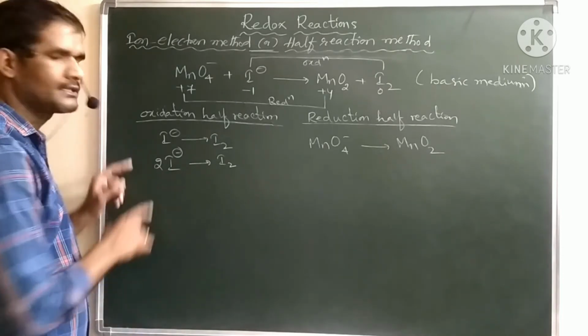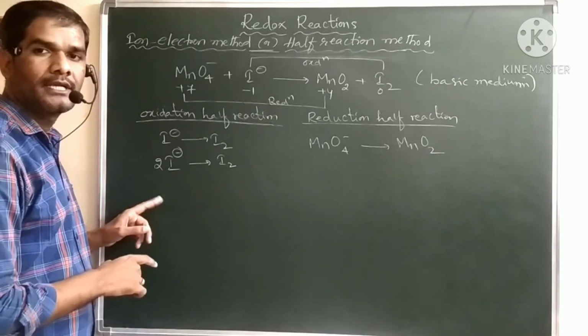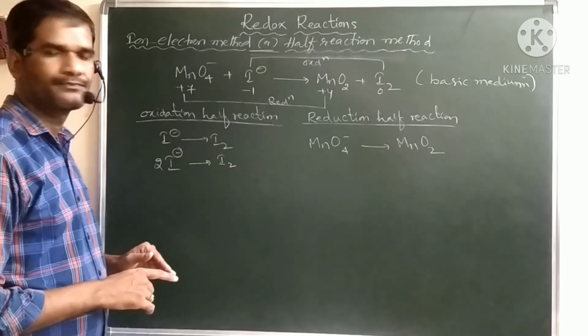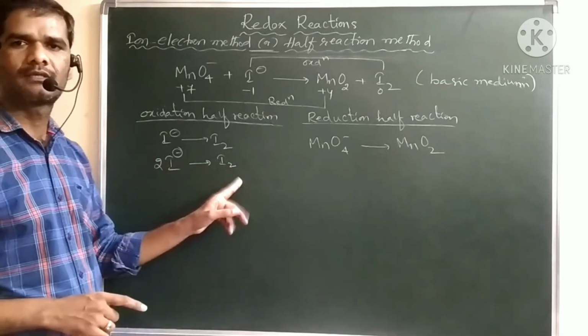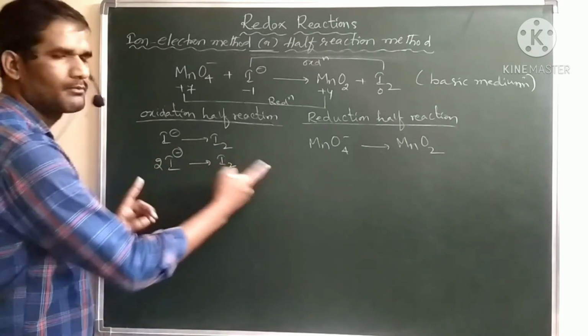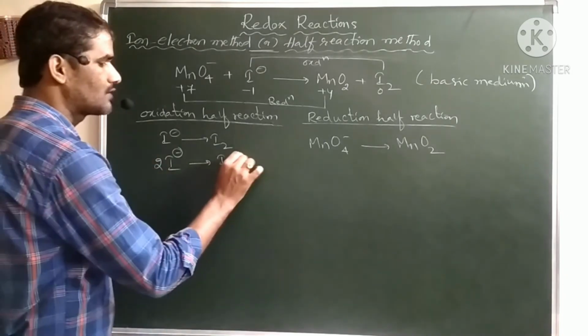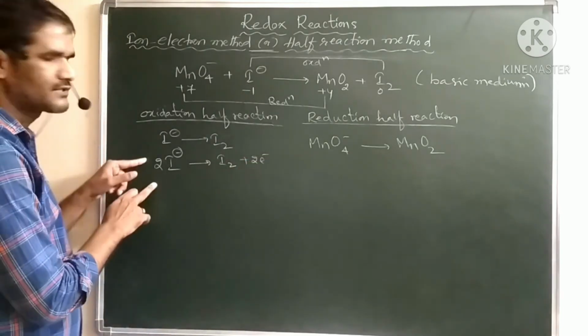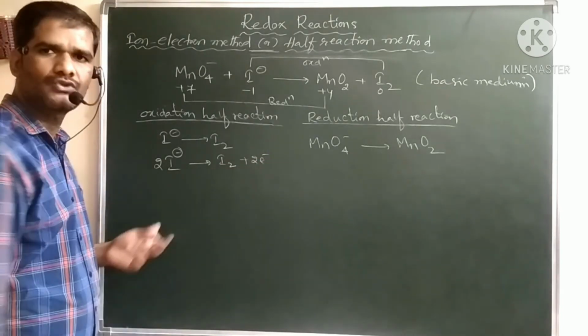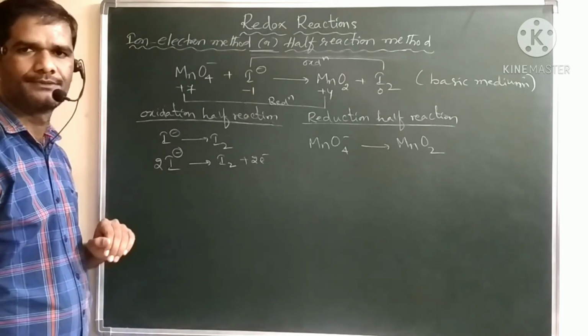So once balancing of elements is over, next we have to balance the charge. So here to balance the charge, here 2 minus is there, and the right side no charge. So to get both sides equal charge, we have to add 2 electrons on the right side. Now left side 2 negative and right side also 2 negative. And now this is balanced.